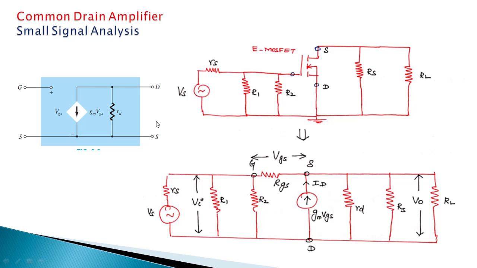So here the three things RGS, GM, VGS, RD, the three are equivalent to this E MOSFET. In place of the E MOSFET, we have put these three devices. The remaining things are the same, RS and RL connected to output. In the input, R1, R2 and RS, VS. So in this equivalent circuit, AC equivalent circuit or small signal circuit, we are going to calculate the input impedance, output impedance, current gain and voltage gain.